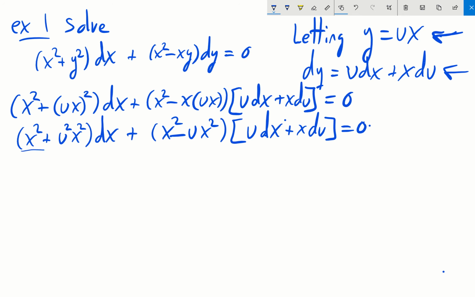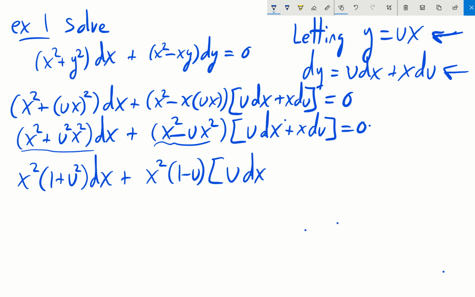I can factor an x squared out of this part, so that's going to be helpful. We want to start to separate our variables a little bit. So we're going to have x squared times 1 plus u squared dx plus, I can factor an x squared out of this. Factor out the x squared, we're going to have a 1 minus u, bracket u dx plus x du equals 0.